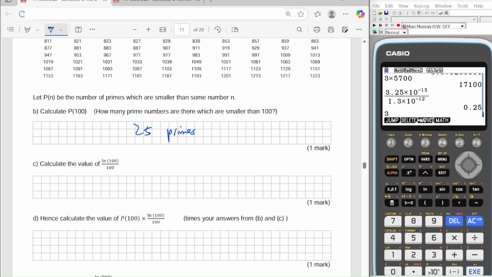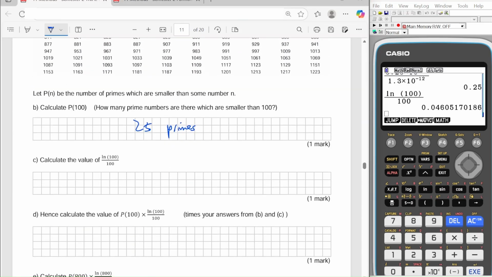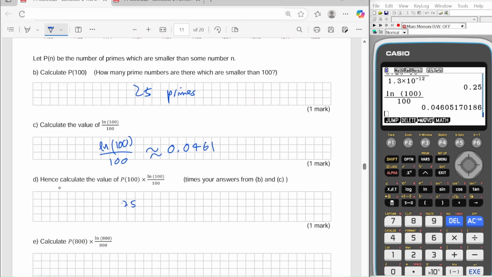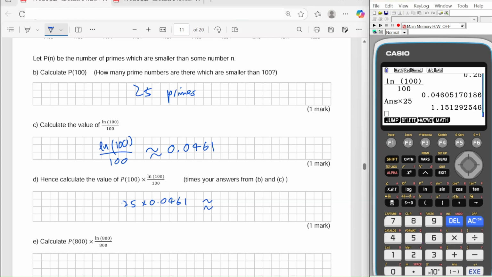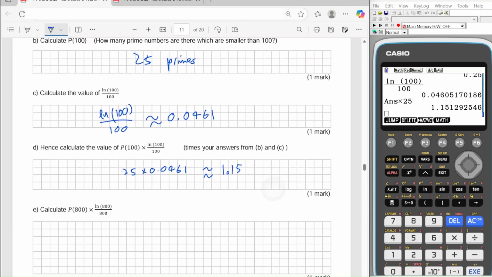Now this is really cool. This question gets into how we can approximate the number of primes. Log of 100 over 100. It's about 0.046. Now, if you want to calculate that, that'll be 25 times 0.0461. And that should roughly equal, so it just times up by 25 using the full version, 1.15. Calculate that.